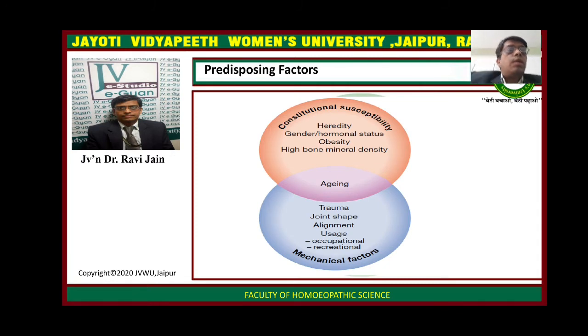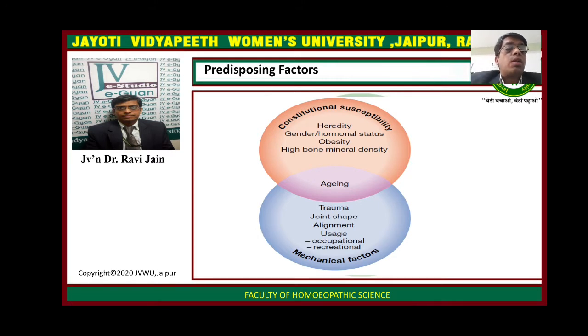Now, what are the predisposing factors? There are a lot of factors that are responsible for the development of osteoarthritis. There are certain predisposing factors. The predisposing factors include constitutional susceptibility, that is the constitutional tendency of an individual to develop osteoarthritis. There is heredity. There are certain hereditary factors.